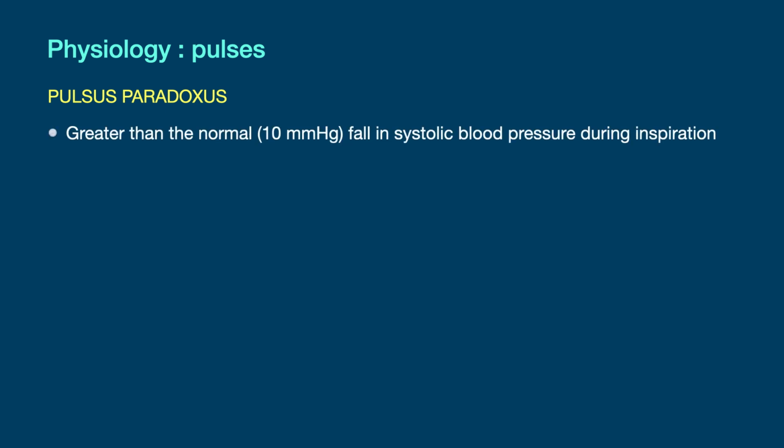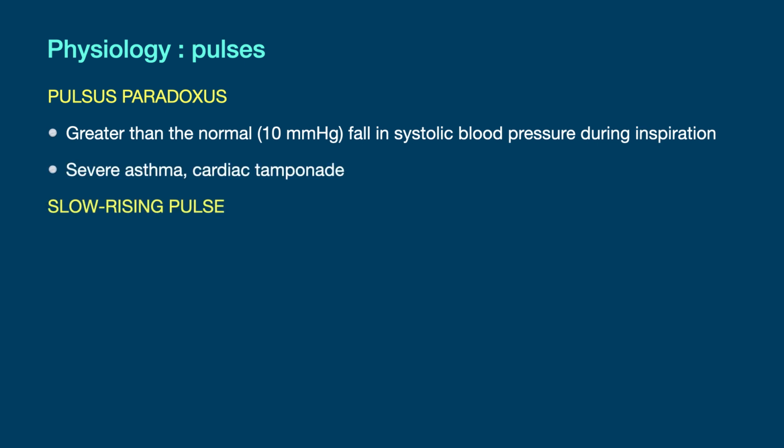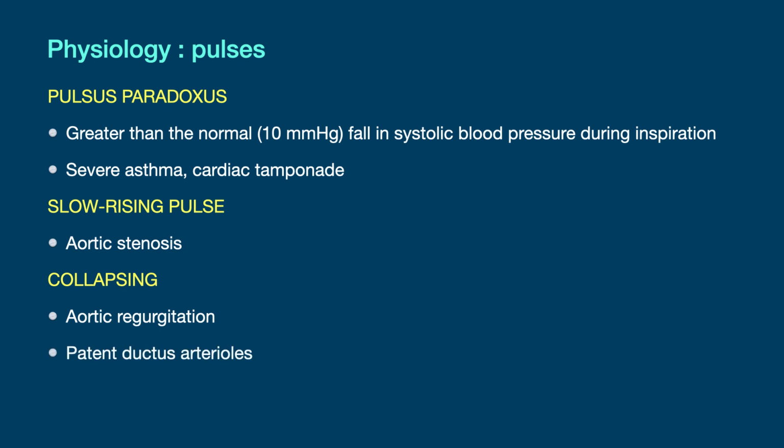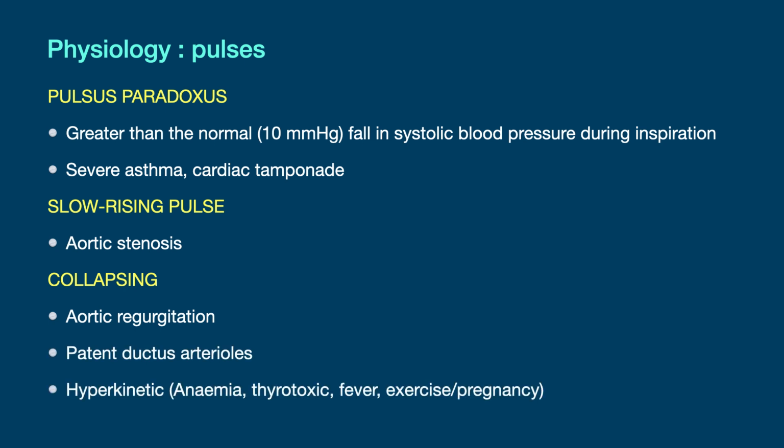Pulses. Pulsus paradoxus is greater than the normal fall in systolic pressure during inspiration. It's seen in severe asthma and cardiac tamponade. A slow rising pulse is seen in aortic stenosis, and a collapsing pulse is felt in aortic regurgitation, patent ductus arteriosus, and hyperkinetic conditions such as anemia, thyrotoxicosis, fever, exercise, or pregnancy.